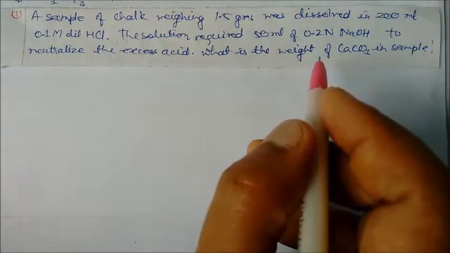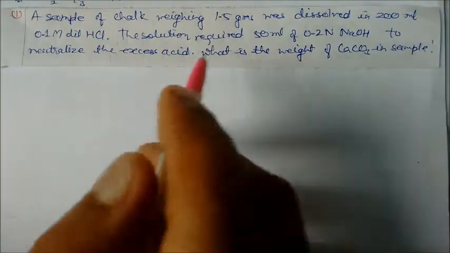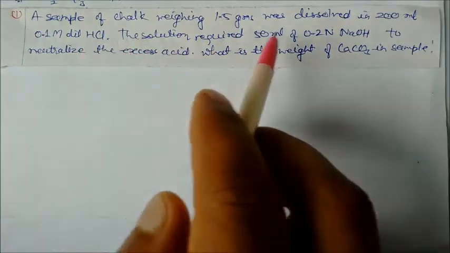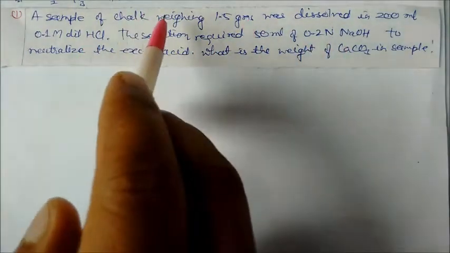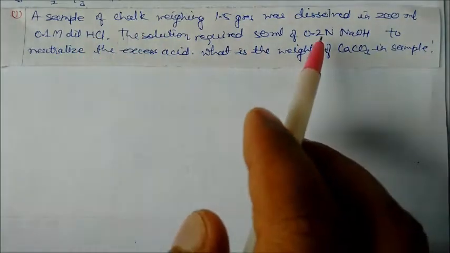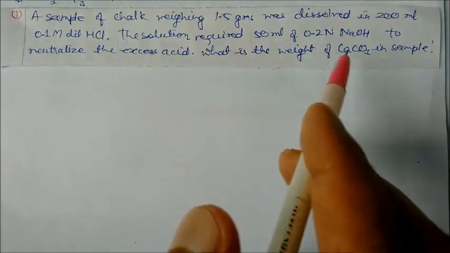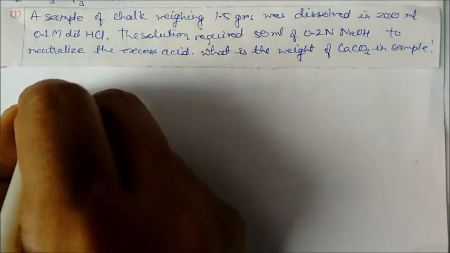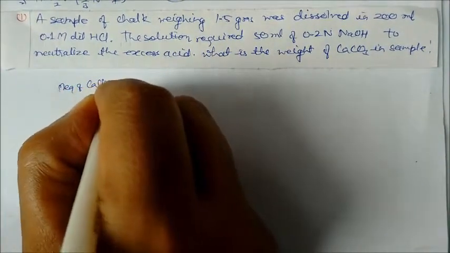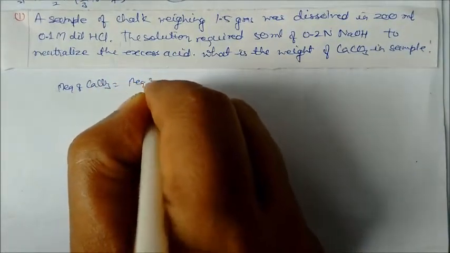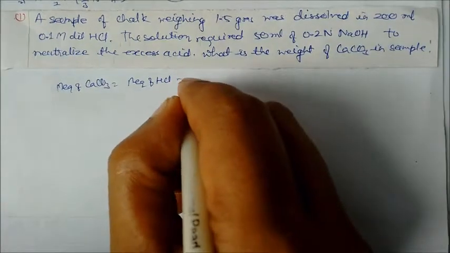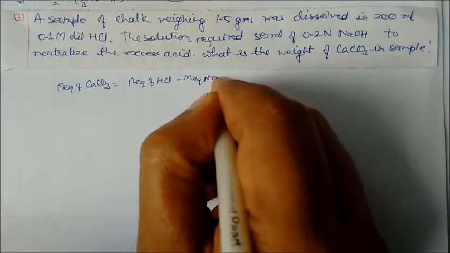The HCl is reacting with the chalk, and also HCl is reacting with the sodium hydroxide. So the sum of these two will give you HCl. So if you subtract the milliequivalent of sodium hydroxide from the milliequivalent of HCl, this will give you the milliequivalent of calcium carbonate. So milliequivalent of calcium carbonate is equal to milliequivalent of HCl minus milliequivalent of sodium hydroxide.